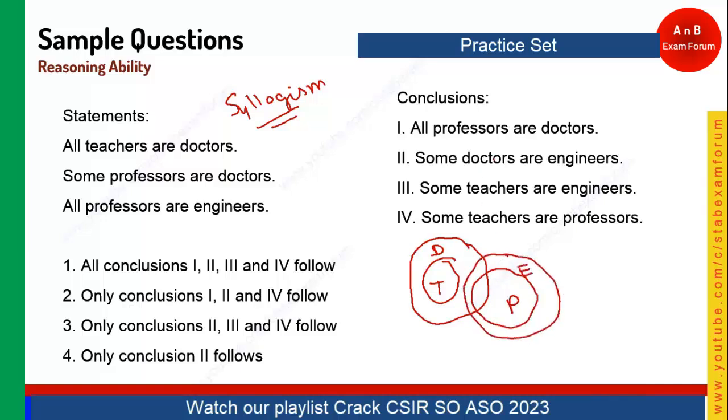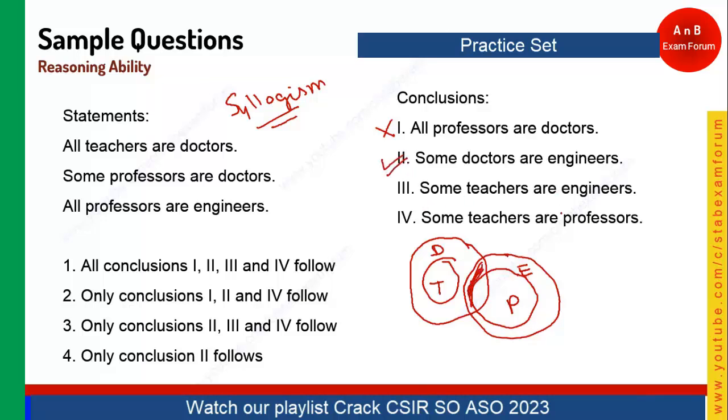Let's see the conclusions. All professors are doctors. No, this is a definite statement, so this cannot be the conclusion. Some doctors are engineers. Yes, there are some doctors who are engineers, so conclusion 2 is correct.